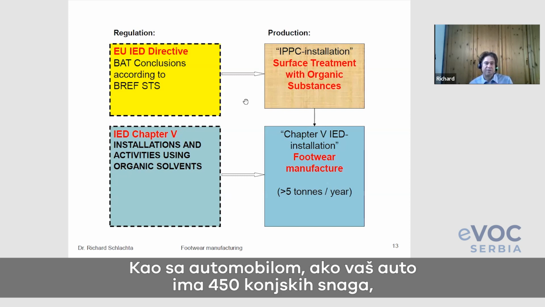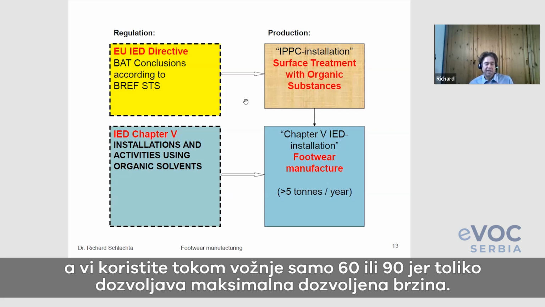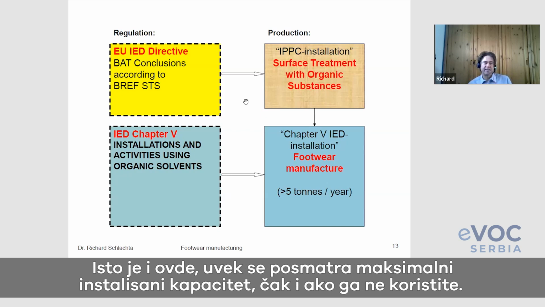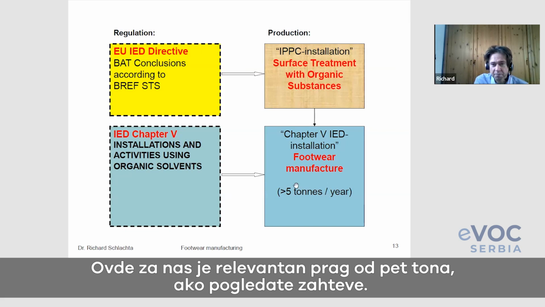So it's like with a car: if your car has 450 PS, but here in Germany you can drive maybe only 30 kilometers per hour, then you will not use the 450 PS. Maybe you drive with 90 or 60 PS, but your car has the equipment to work on 450 PS. So it's the same here. For the IED, the maximum installed capacity is always relevant, even if you don't use it. But relevant for us here now are the 5 tons.